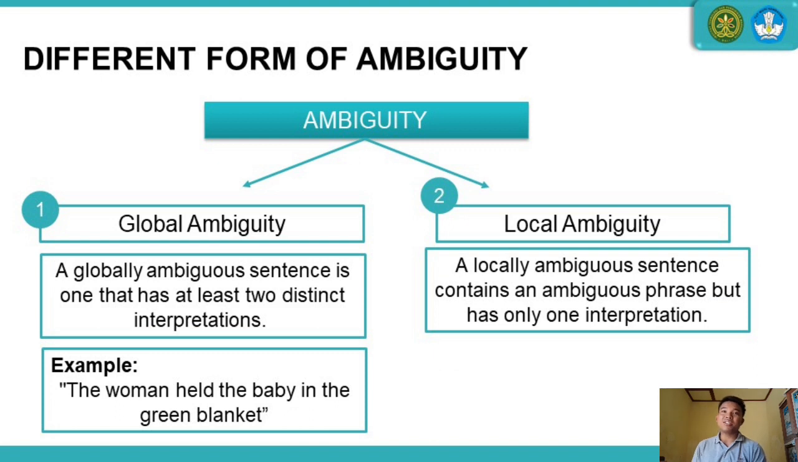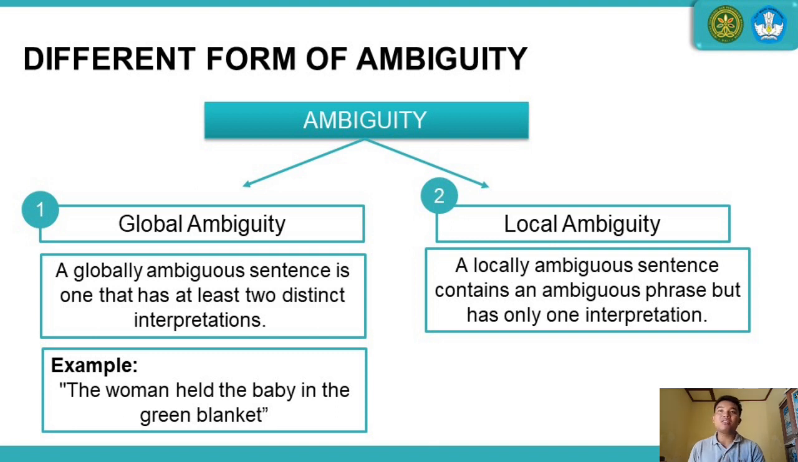Now we're going to discuss the different forms of ambiguity. As you can see on the screen, ambiguity can be divided into two. The first one is global ambiguity and the second one is local ambiguity. Global ambiguity is a sentence that has at least two distinct interpretations. It means that even if we read all parts of the sentence, or try to figure it out by observing every single word, it is hard for us to understand its meaning literally, and many interpretations are created by that sentence.